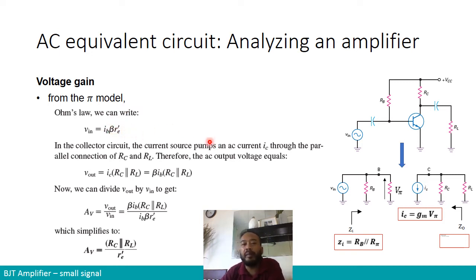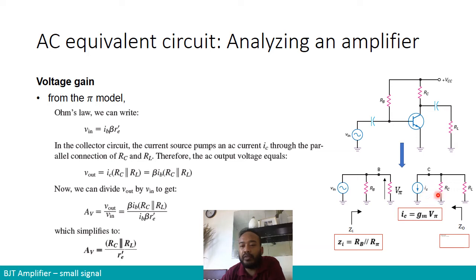So it depends on what parameters are given to you. If V pi is given, then it's easy, it's just IB multiplied by V pi. Otherwise, it is IB multiplied by beta multiplied by R prime E, and R prime E, of course, we have seen the calculation just now. Usually, if we need any formula like this, it will be provided in your exam. But you just have to know that V input is the voltage over here.